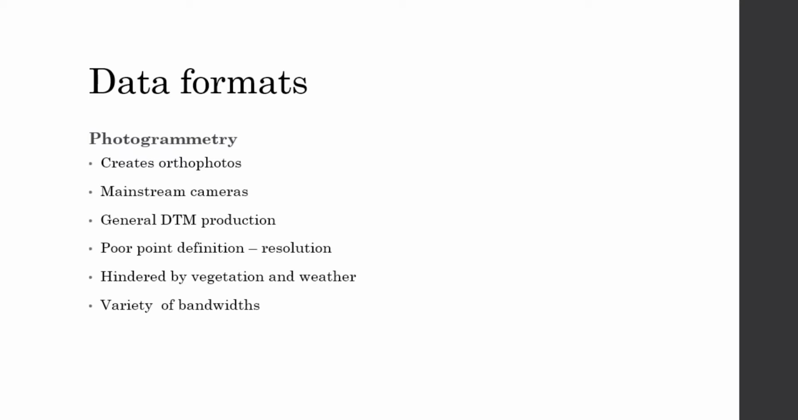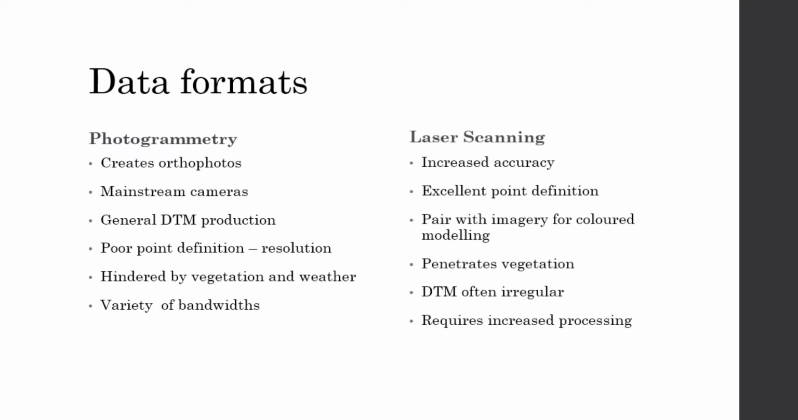Compared with photogrammetry, laser scanning has an increased accuracy and also excellent point definition. It can also be paired with photogrammetric images to produce coloured models. It also penetrates vegetation better, but produces DTMs that can be irregular and requires much more post-processing.